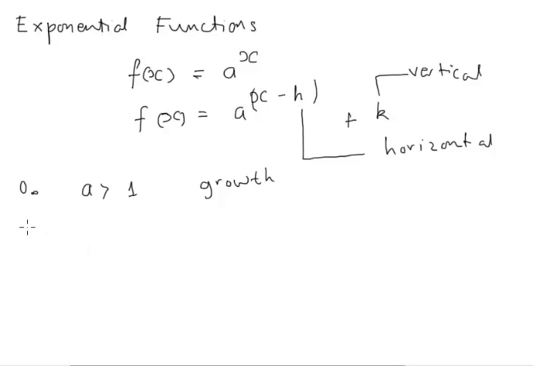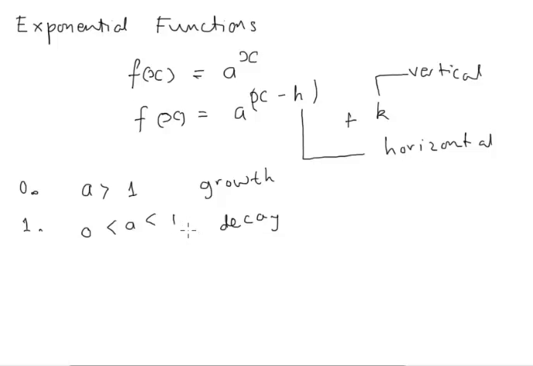Now, point number 1, when a is between 1 and 0, we say this is going to be decay. And when you say this is a decay, when people don't see the graph, we must picture the graph in our head. How to get it? Decay.